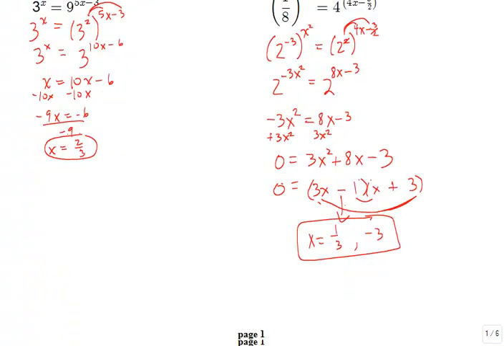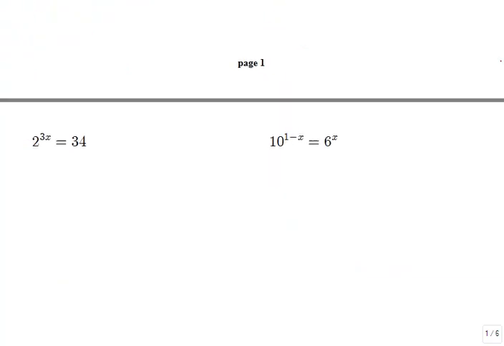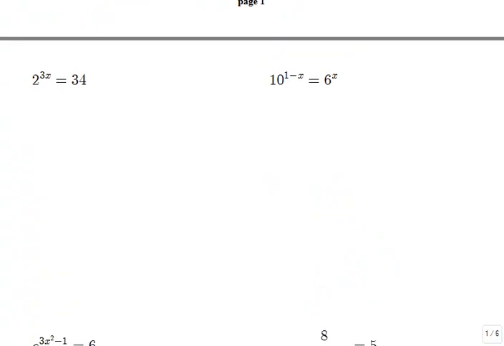So let's try a few of these examples. So for example, 2 to the 3x equals 34. The reason I can't make these bases be the same is because 2 is already as low of a base as I can get, and 34 cannot be rewritten as 2 raised to a power. So that means we're going to have to resort to logarithms. If we want to get at that x that's up here in the power, the only way to undo the base is with a log.